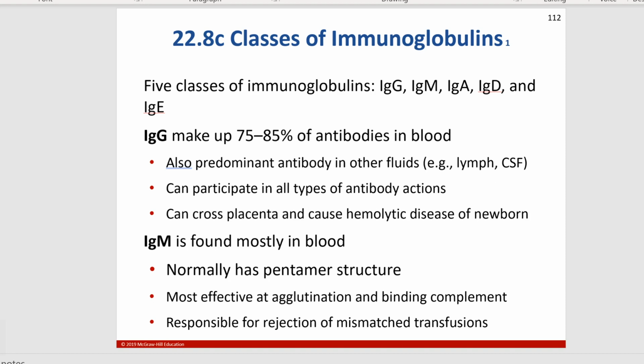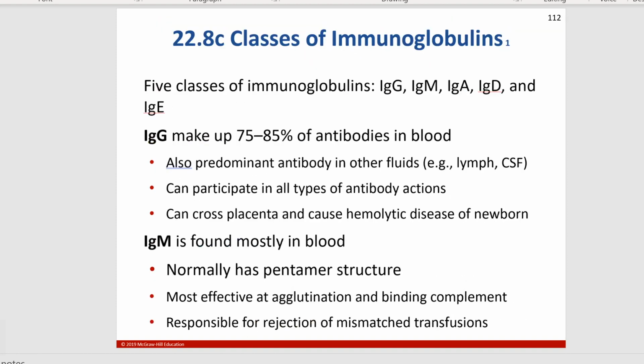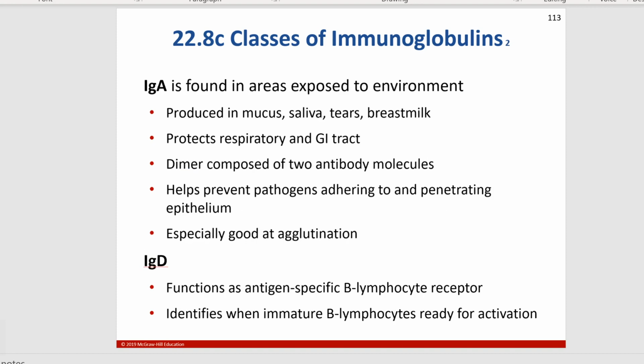Most of the antibodies are IgG. IgM is a pentamer structure. Oh boy, I don't have a picture of it. IgA is found in areas exposed to the environment, produced in saliva, mucus, tears, and breast milk.